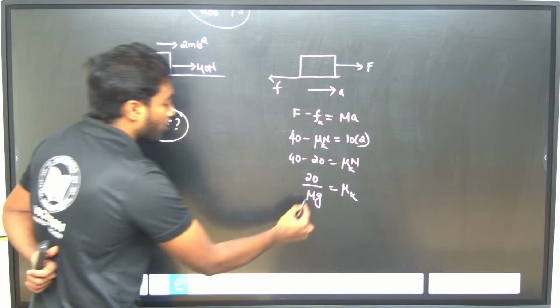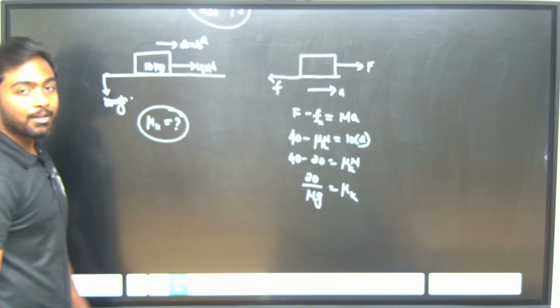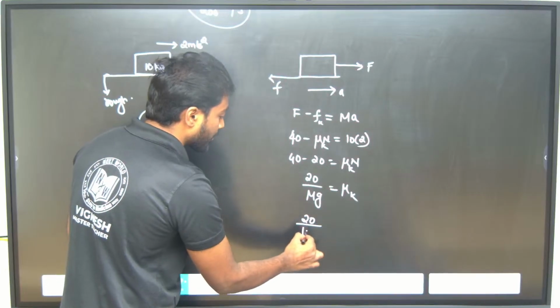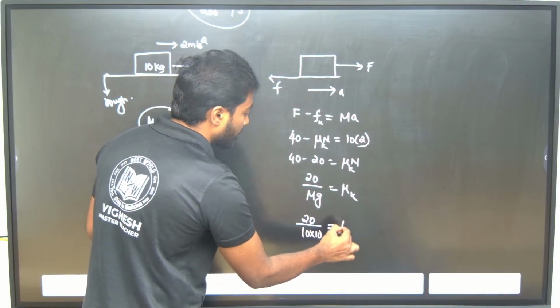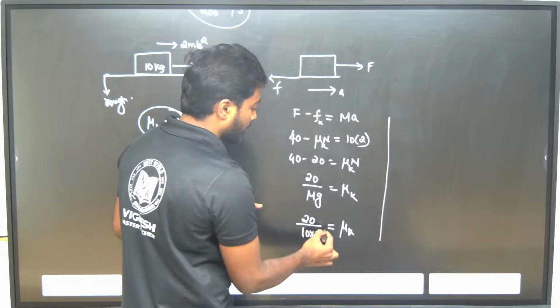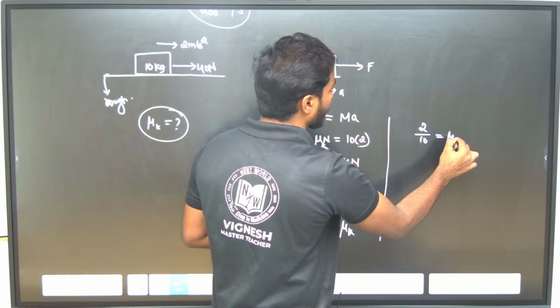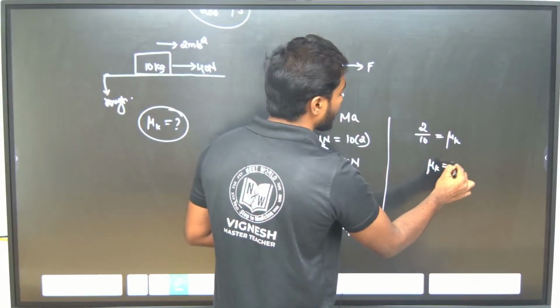Okay. So what is mass? 10 kg. Gravity we will take as 10 approximately. So 20 by 10 into 10 equals mu k, where the 0 will get cancelled off. 2 by 10 equals mu k, where mu k will be 0.2.